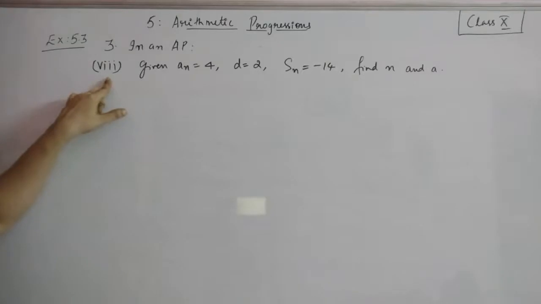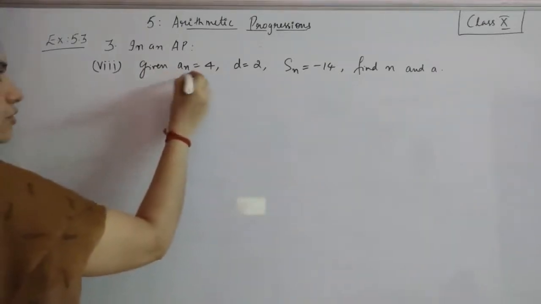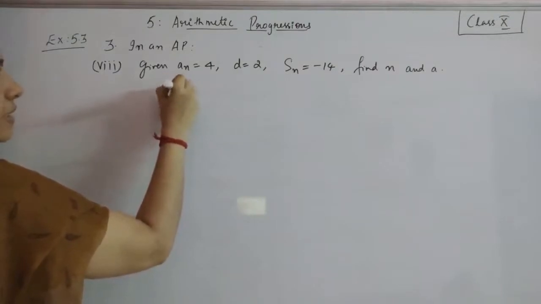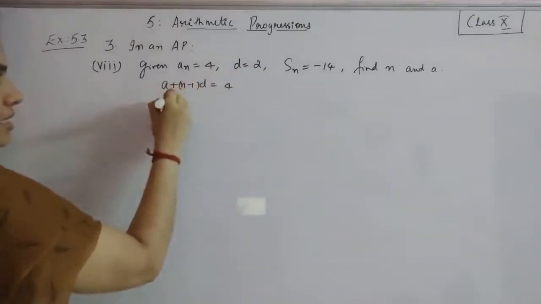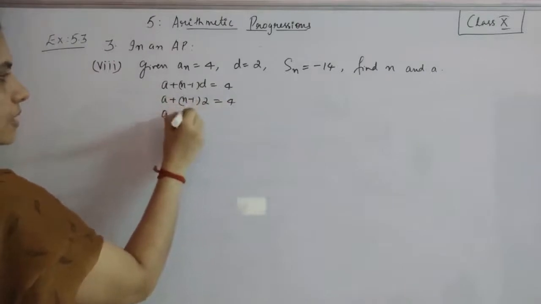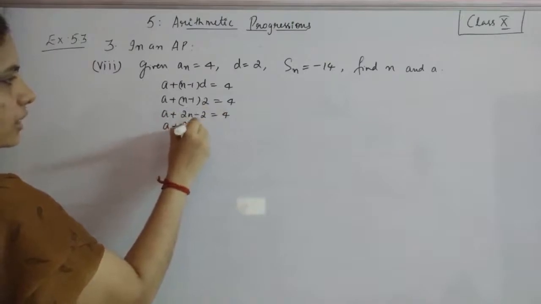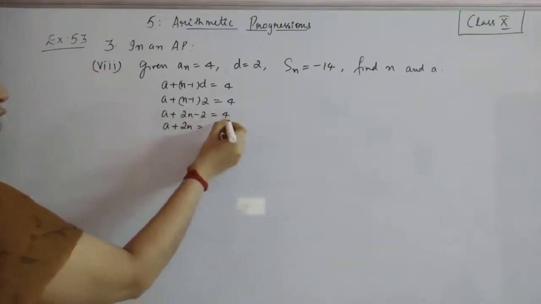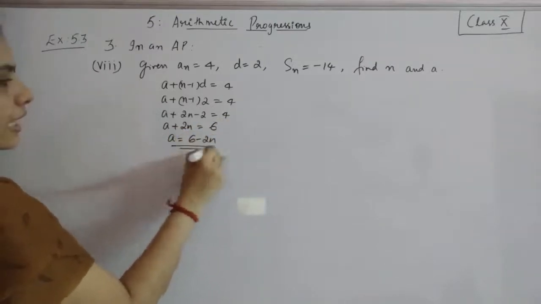8th subdivision is given an is equal to 4, d is equal to 2, sn equal to minus 14. You have to find n and a. So first we will go for what is an equal to 4 giving you. So you will get a plus n minus 1 into d is 4. You know what is d, replace it. So a plus n minus 1 into 2 is equal to 4, or you will get a plus 2n minus 2 is equal to 4, that is a plus 2n is equal to 4, that will give you how much, you get 6. So that you are just finding out what is a in terms of n.